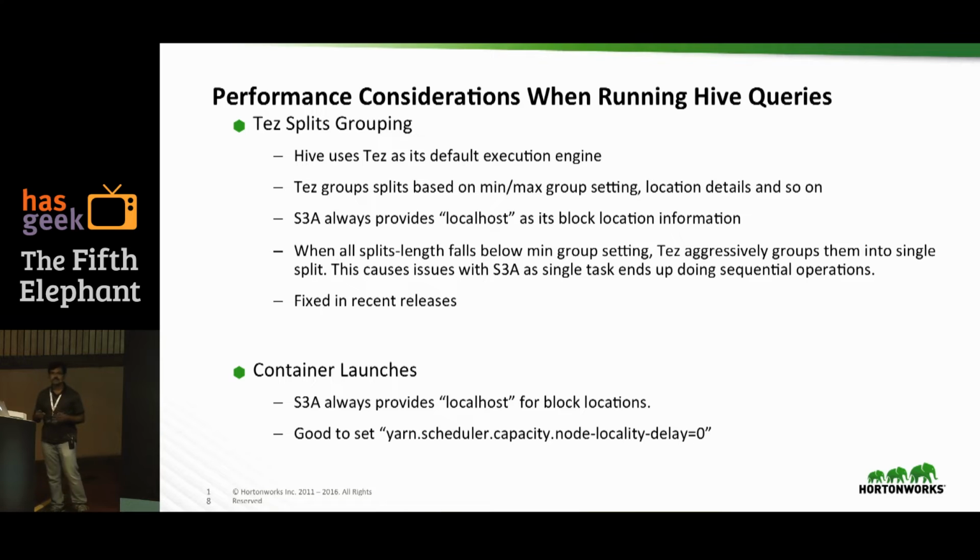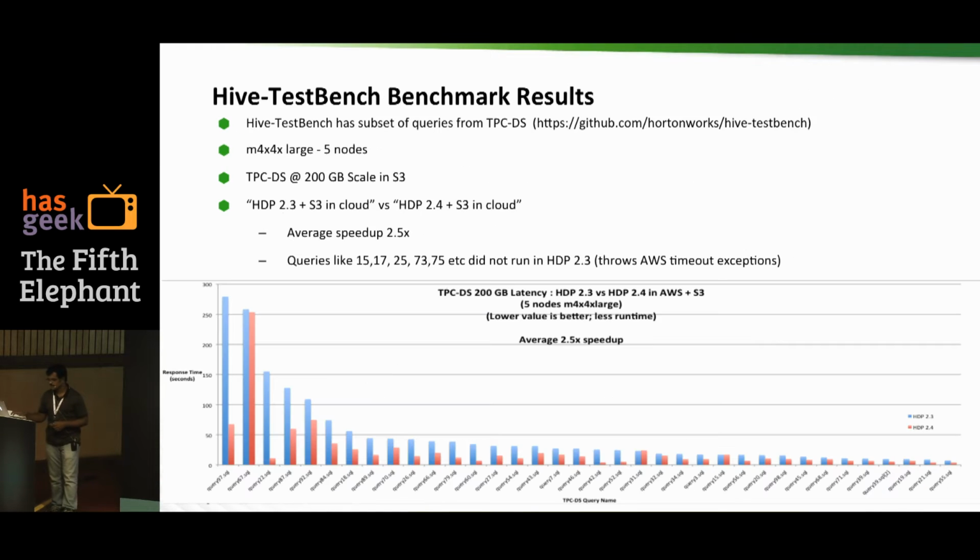And we also observed that in AWS, the container launches were slow when we used capacity scheduler. So that problem has been addressed the moment we realized that AWS doesn't support any of the rack locality and so on. So we can turn off the node locality delay to 0, and that helps in terms of speeding up the container launch rates.